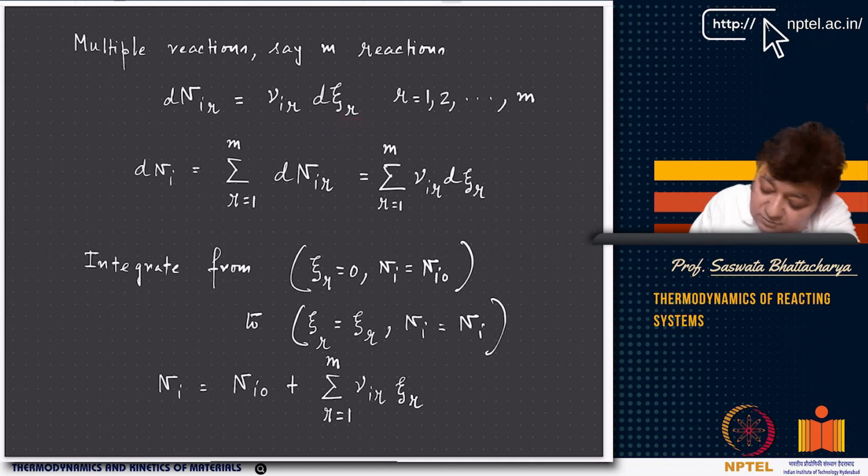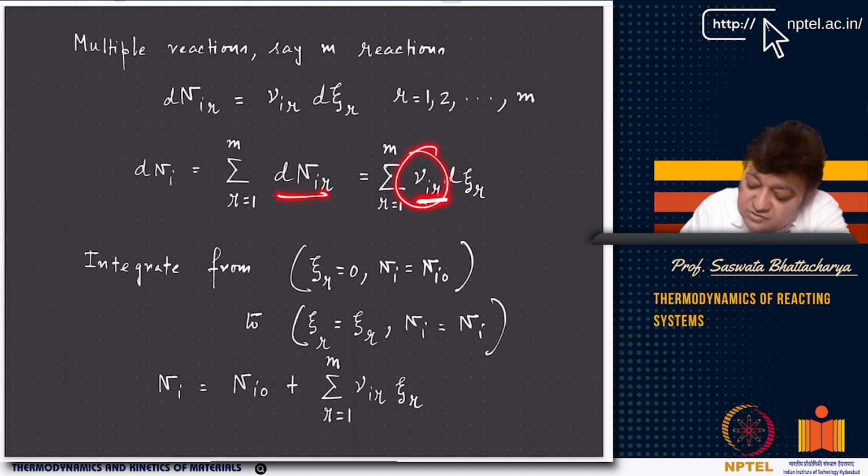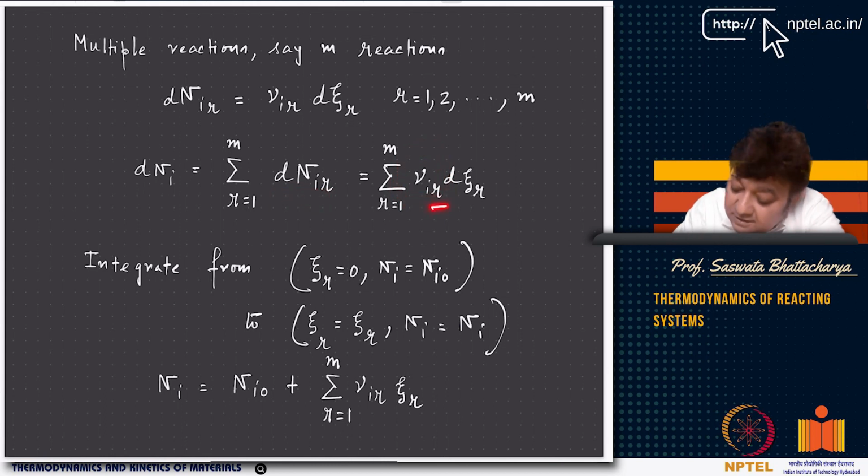Now the total dni will be summed over all the reactions of dn_ir, which is nothing but nu_ir, the stoichiometric coefficient for reaction r, times d psi r, and d psi r gives you the progress or the extent of the reaction.